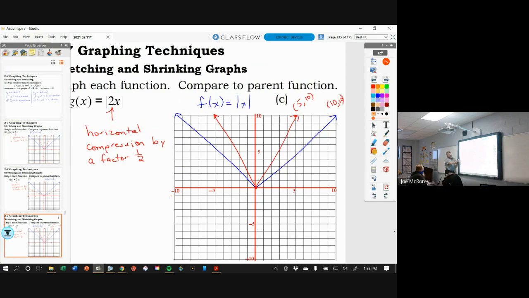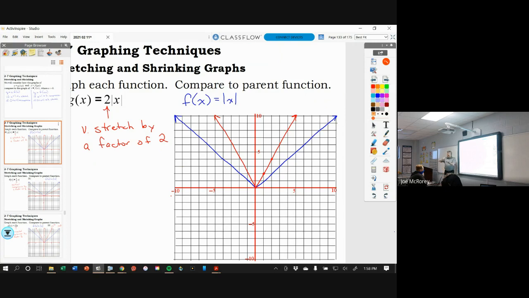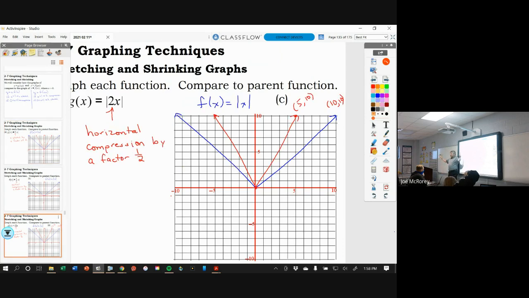Which is exactly what I was talking about a while ago. This graph is a vertical stretch because the 2 changes it vertically. This graph is a horizontal compression. Effectively they did the exact same thing. But when you're asked what took place to change from the parent function, don't tell me that this is a vertical stretch, because this is not a vertical stretch, this is a horizontal compression. Okay?